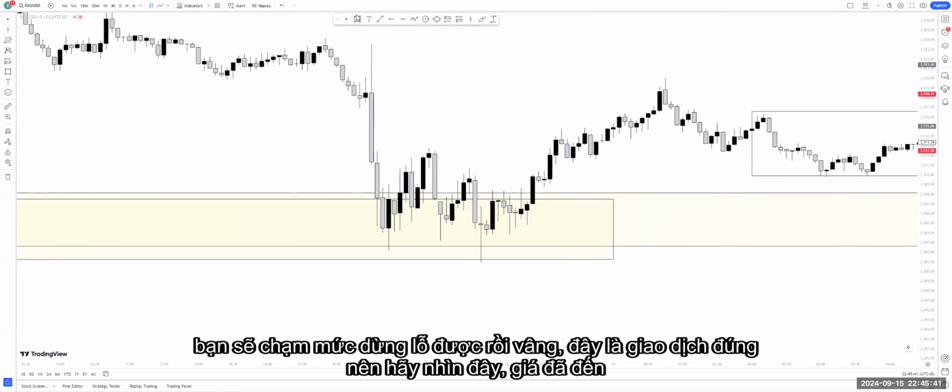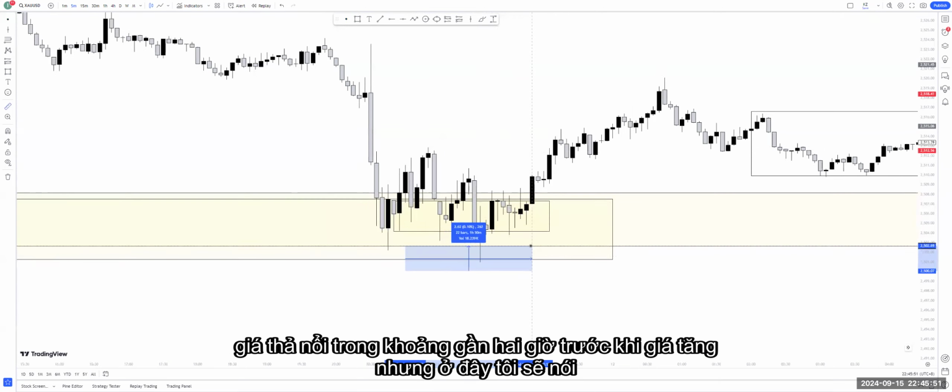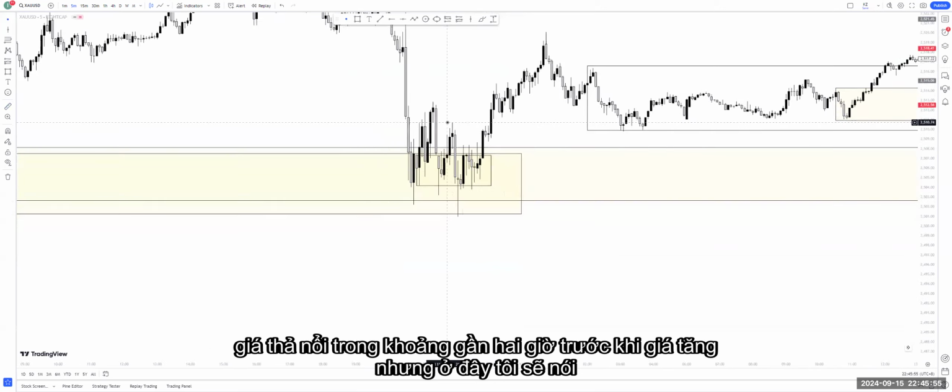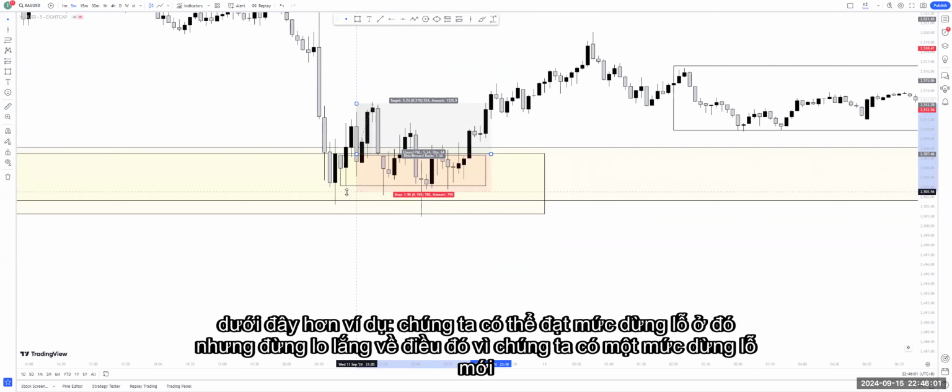So look at this, the price gets into this buy zone. Yep, the first buy, look at that. It's floating a bit over there. The price floated for almost 2 hours before it went up. But here I would say we might hit the stop loss somewhere around here, since our confirmation is below the EG.